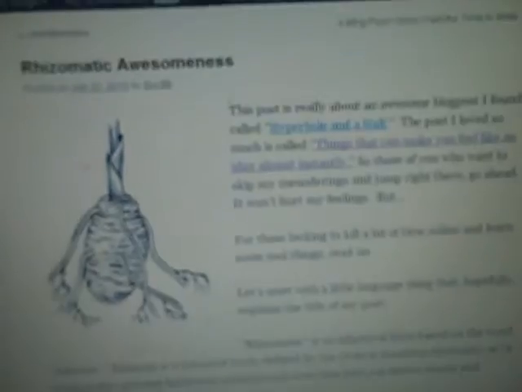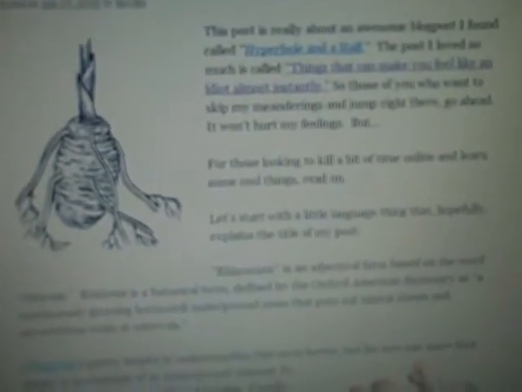He was talking about how rhizomes are roots, and it's basically a biological plant. Ginger is a rhizome. Ginger has a rhizomatic root, as opposed to a tree. Here he understands Deleuze, and he understands that there's an arborescent versus rhizomatic understanding.